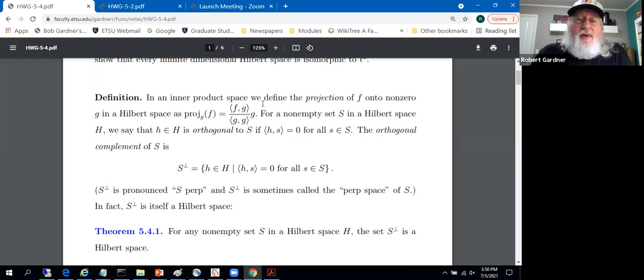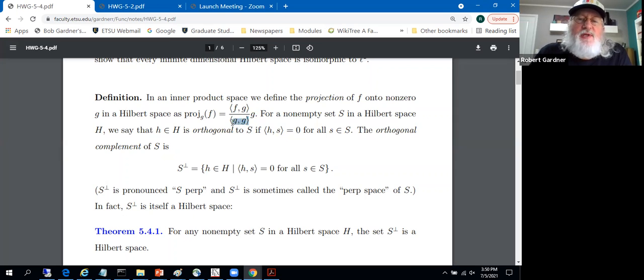So in an inner product space, we define the projection of F onto non-zero vector G in a Hilbert space as: the projection of F onto G is the inner product of F with G divided by the inner product of G with itself, times vector G. So we see very much a magnitude and direction thing. We're looking in the direction G by having vector G there. The magnitude is determined by these various inner products.